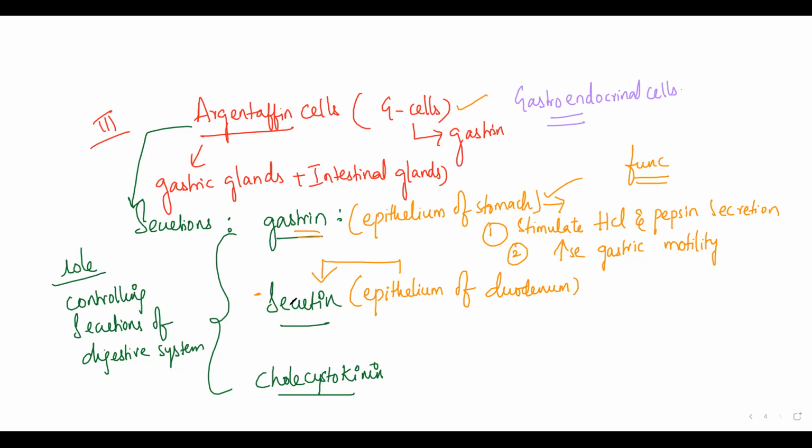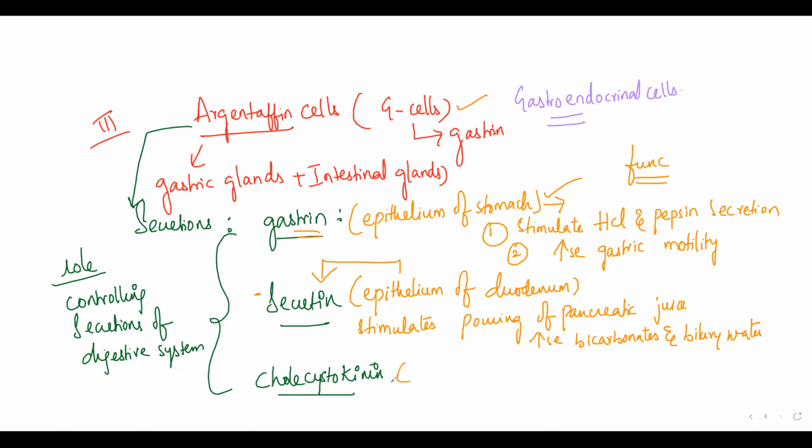Coming on to the function, secretin is going to increase the amount of the bicarbonates, and it also stimulates the pouring of pancreatic juice. It is increasing the amount of the bicarbonates, as well as the biliary water. The amount of the water present in your bile juice is also going to be increased by them. That is your secretin.